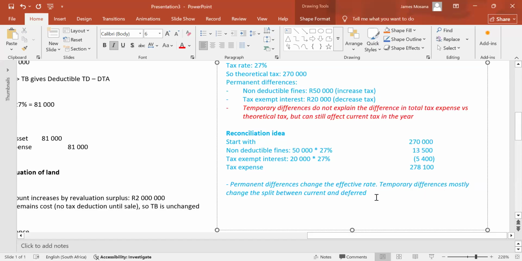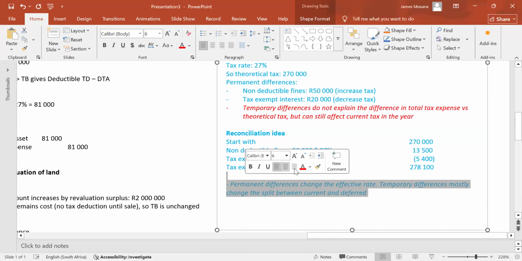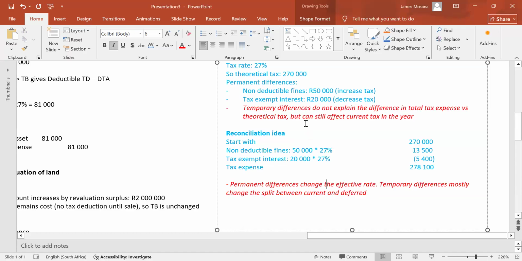Right. So it is just something contrary to the temporary differences, because temporary differences do not explain the difference in the total tax expense versus the theoretical tax. But obviously they still affect the current tax in that particular year. Now permanent differences change the effective rate. So temporary differences mostly change the split between the current and the deferred tax effect.